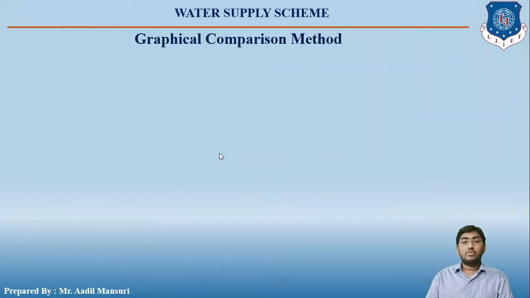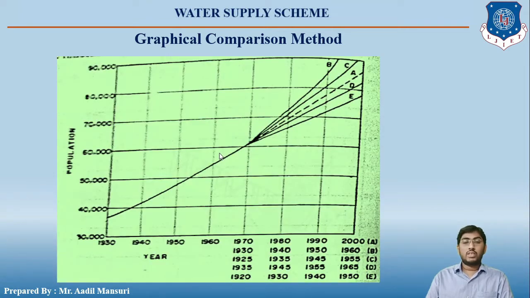Let us now move towards the next method, that is the graphical comparison method. You can see the graph, it is also similar, population versus time. This method is a variation of the previous method. This method assumes that the city under consideration will develop as similar cities developed in the past.